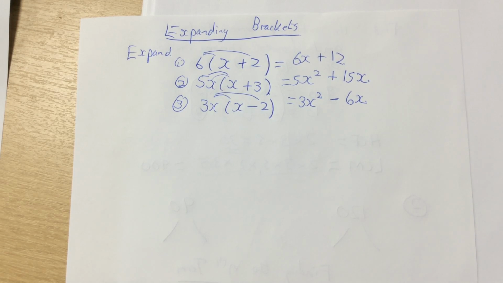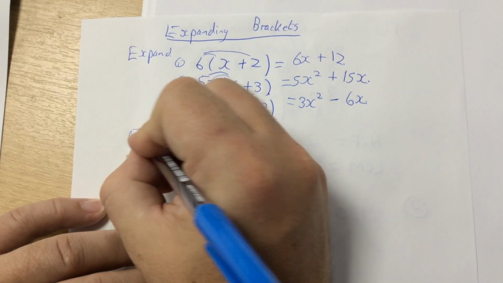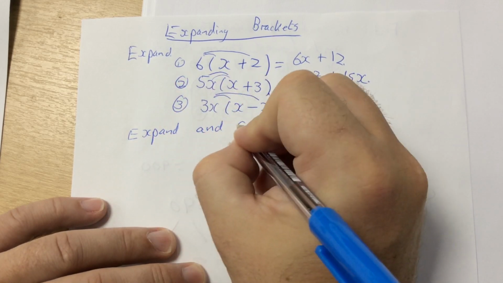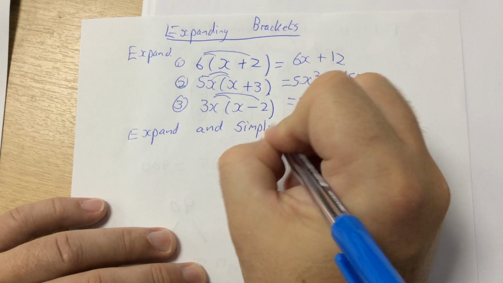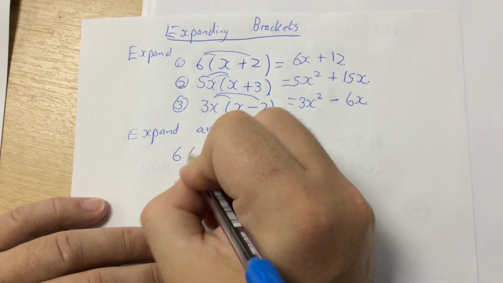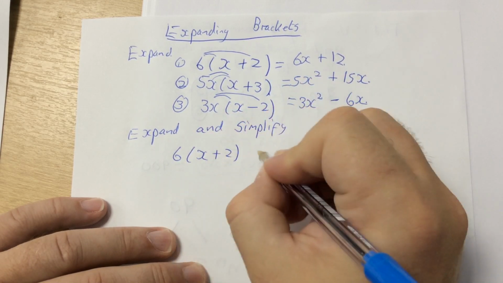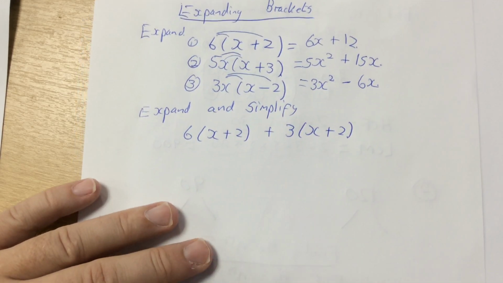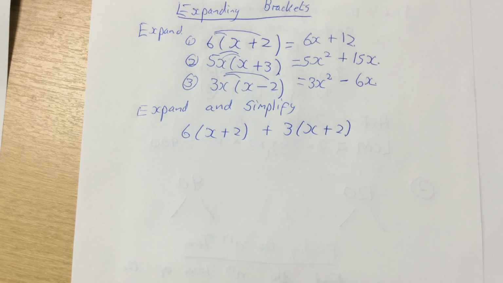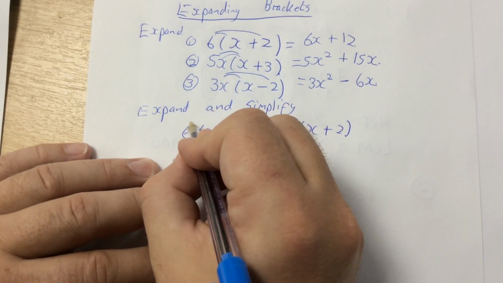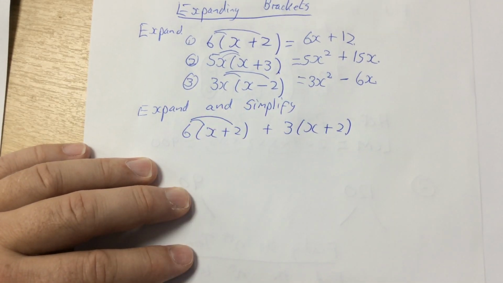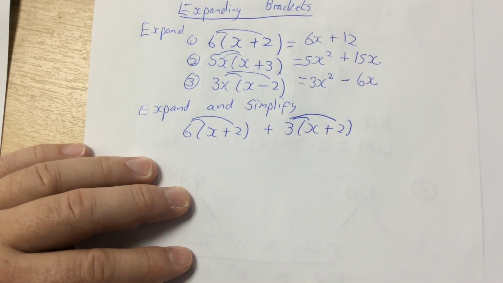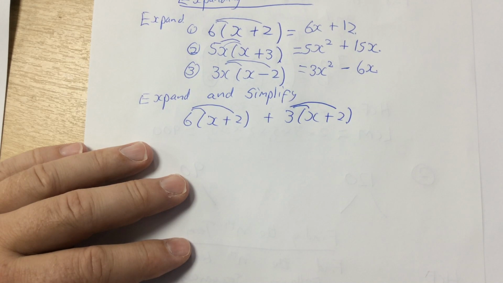And the last type I'm going to go through on this video is where it says expand and simplify. So this is looking at where you have two brackets, like 6(x + 2) + 3(x + 2). So what we have now is two separate brackets. So what we have to do is multiply out the first bracket, then multiply out the second bracket, and collect them together.